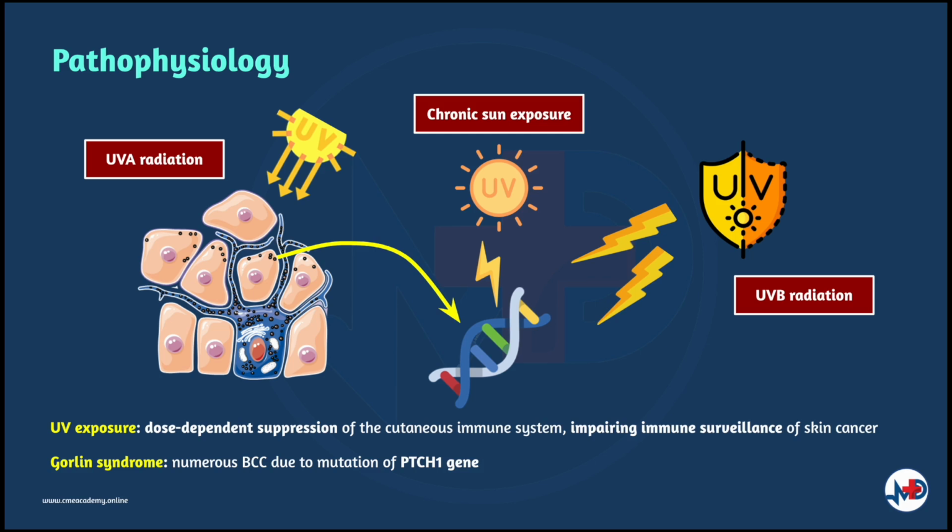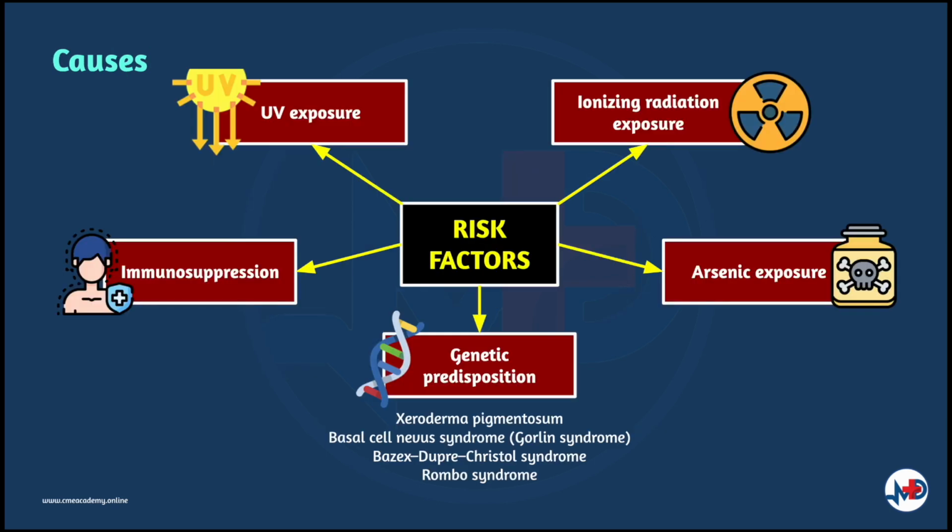Mutation of the PTCH1 gene causes Gorlin syndrome, which is a rare inherited disorder that increases risk of basal cell carcinoma during adolescence or early adulthood. Risk factors of basal cell carcinoma are UVA or UVB exposure, ionizing radiation exposure and arsenic exposure, immunosuppression as well. Genetic predisposition increases risk of basal cell carcinoma. It includes history of current xeroderma pigmentosum, basal cell nevus syndrome, Bazex-Dupré-Christol syndrome, and Rombo syndrome.